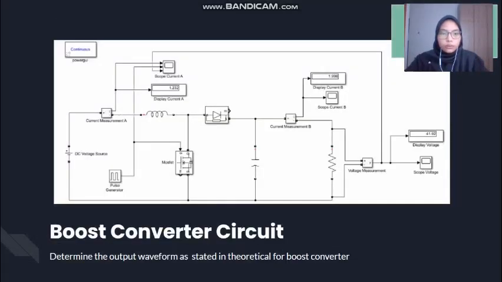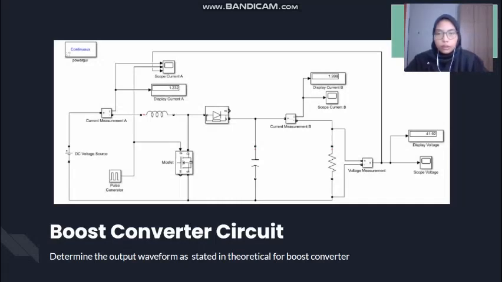Okay, this is the converter circuit. This circuit was simulated using a simulator to determine the output waveform as stated in theory for the boost converter. This circuit is designed for a 21 volt voltage source, and the expected output of this boost converter is 42 volt. The output power is 48 watt with frequency 20 kHz respectively.